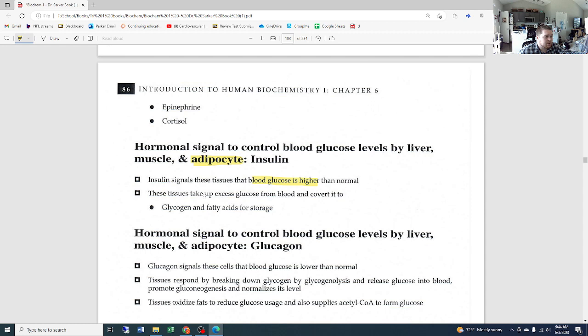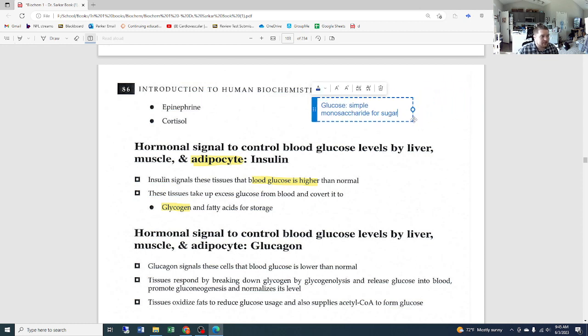So then those tissues are going to take up excess glucose from the blood and convert it to glycogen and fatty acids for storage. Okay, so far, keep a running list of vocab. We have glucose, which is the simple monosaccharide for sugar, right? That's what we're going to use for that energy. So that's monosaccharide. And now we have glycogen.